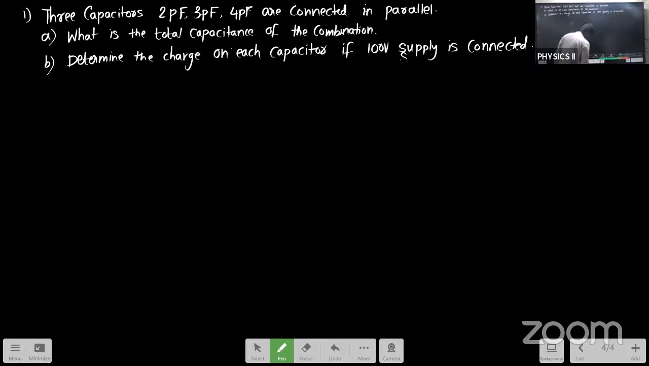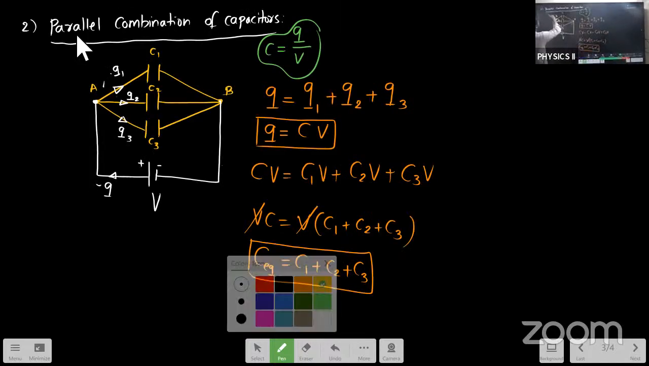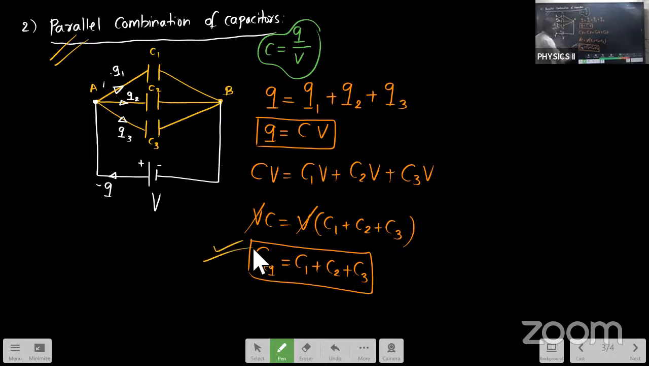This was a question which was asked in previous year examinations. There are three capacitors, 2 picofarad, 3 picofarad and 4 picofarad, connected in parallel combination. He is asking you to calculate the total capacitance of the combination, and also to determine the charge on each capacitor. Just now we have seen the parallel combination of capacitors. The formula we got is C equivalent is equal to C1 plus C2 plus C3. Now let us apply it here.